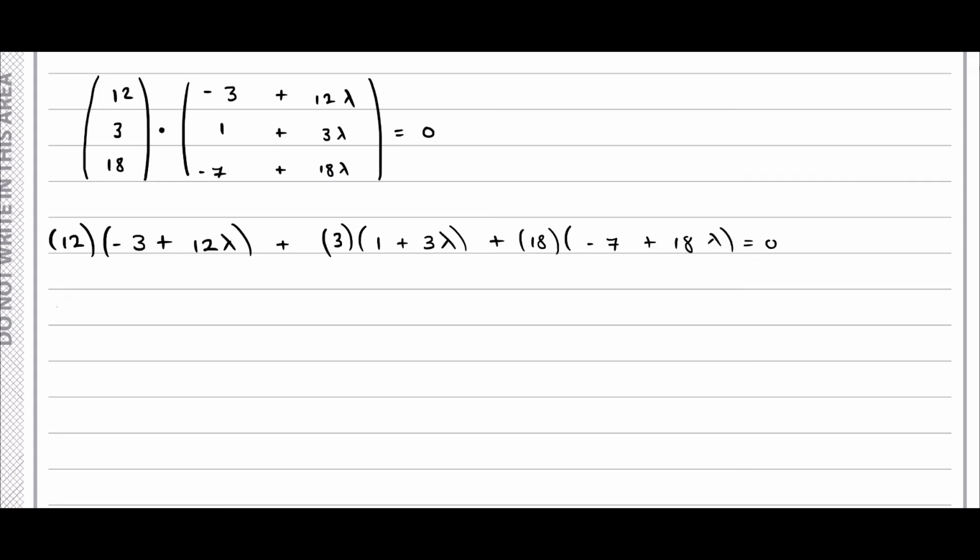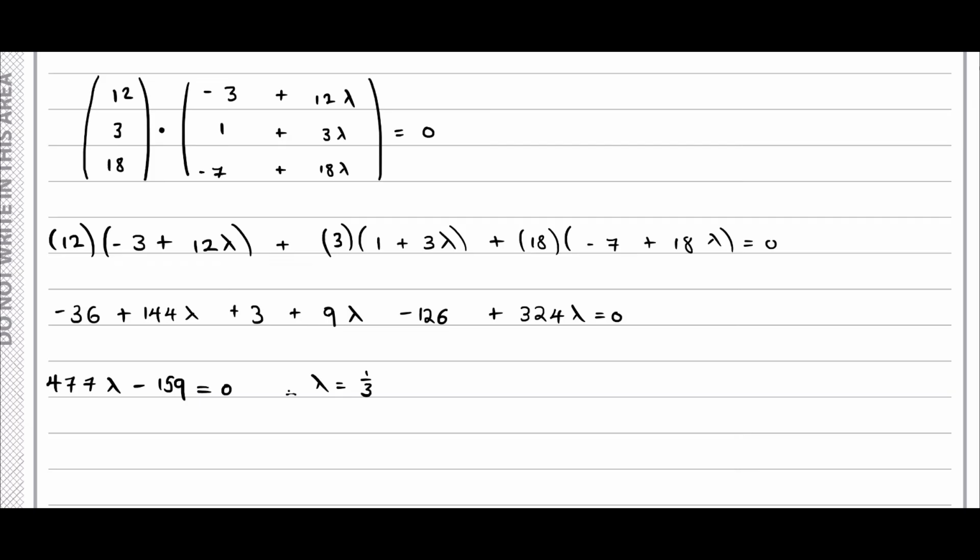12 times -3, that's -36. 12 times 12, that's 144. 3 times 1, that's 3. 3 times 3, that's 9. 18 times -7, that's -126. 18 times 18, that's 324. So if we simplify all this, we have 477 lambda minus 159 equals 0. Lambda is equal to 1/3.